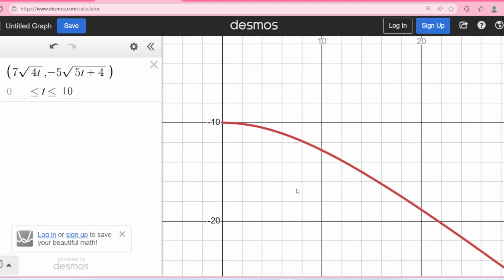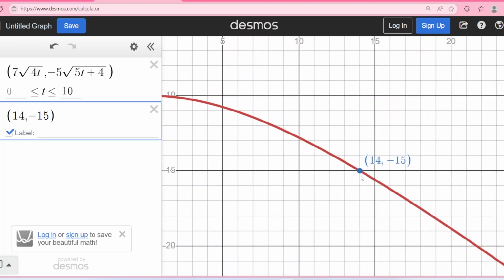Now, all I really care about is that point when t was equal to 1. And I'll label that point. That point was, we said, 14 for the x and negative 15 for the y. And I'll label that. And hopefully you can see that that is clearly on this curve, right? This curve that was traced out by the parametric equations.